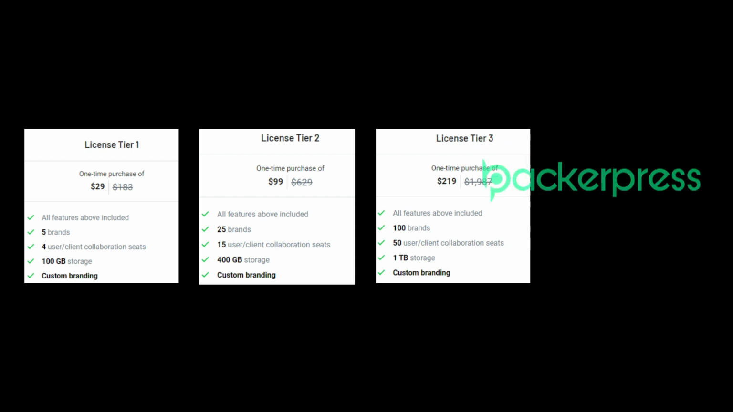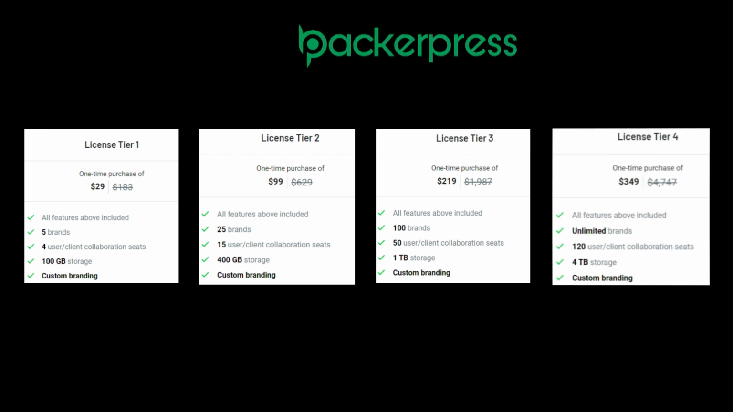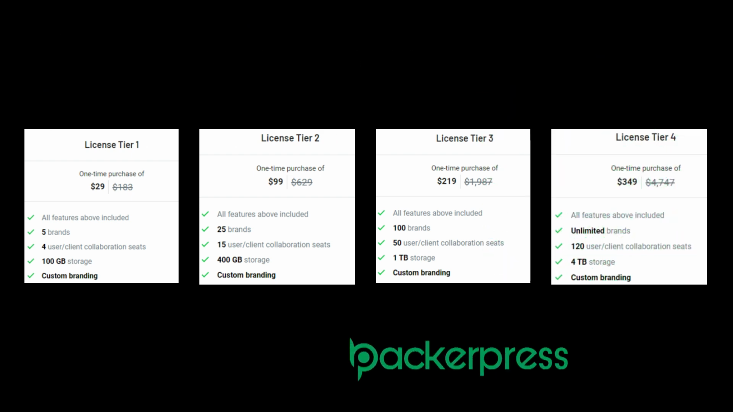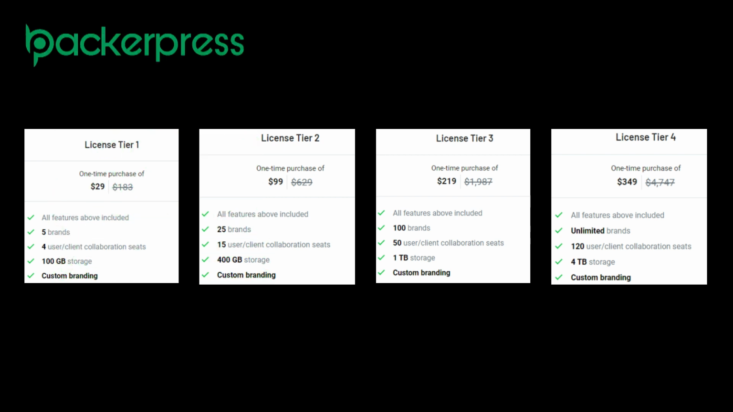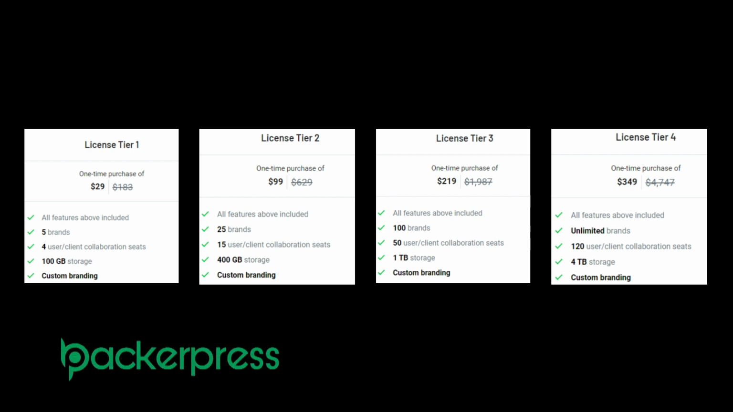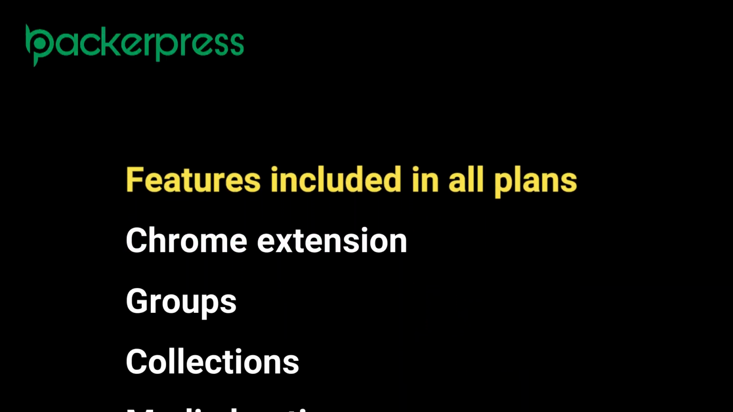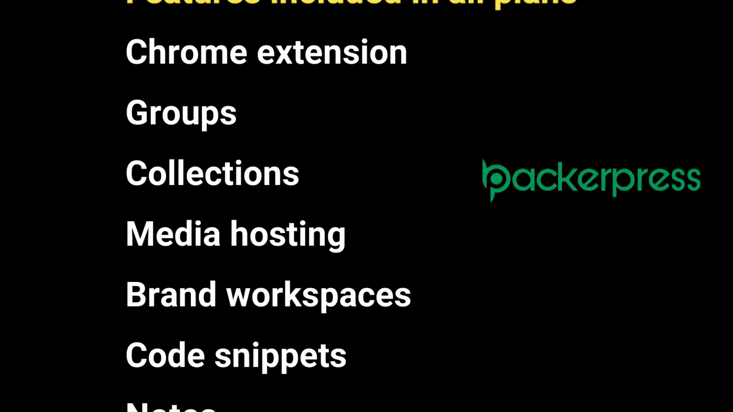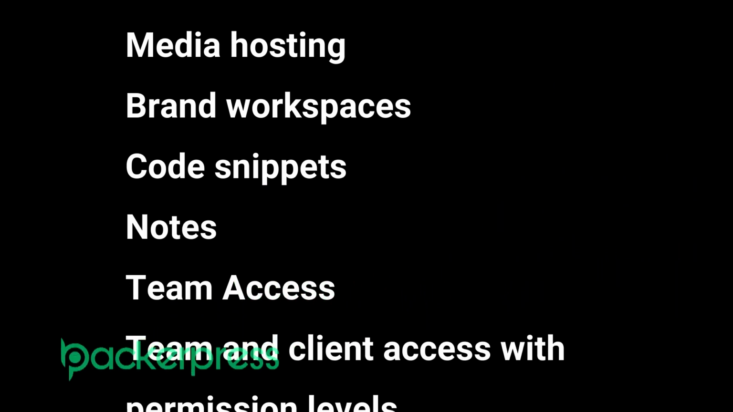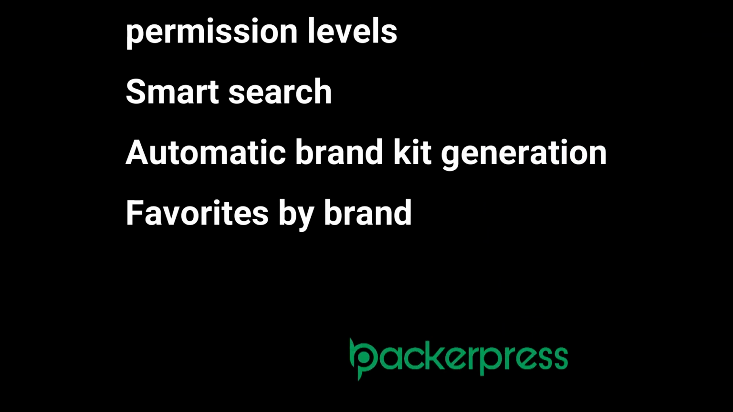for $219 instead of $1987. And Licensed Tier 4, unlimited brands, 120 users clients collaboration seats, 4 TB of storage, and custom branding for $349 instead of $4,747. Features included in all plans: Chrome extension, groups, collections, media hosting, brand workspaces, code snippets, notes, team access, team and client access with permission levels, smart search, automatic brand kit generation, favorites by brand.